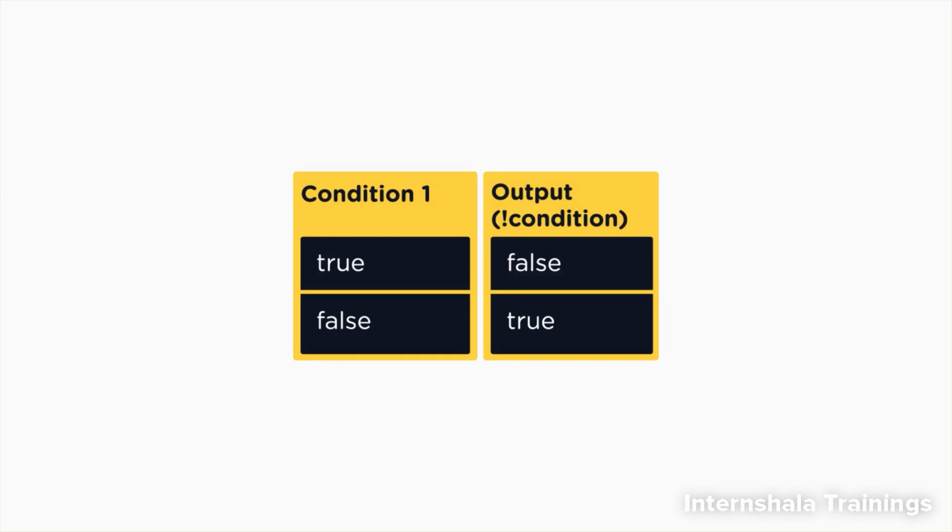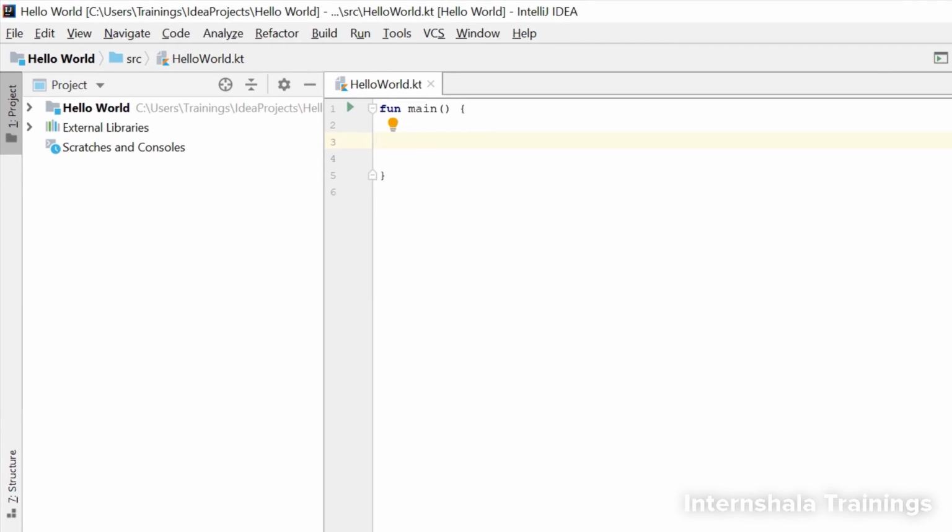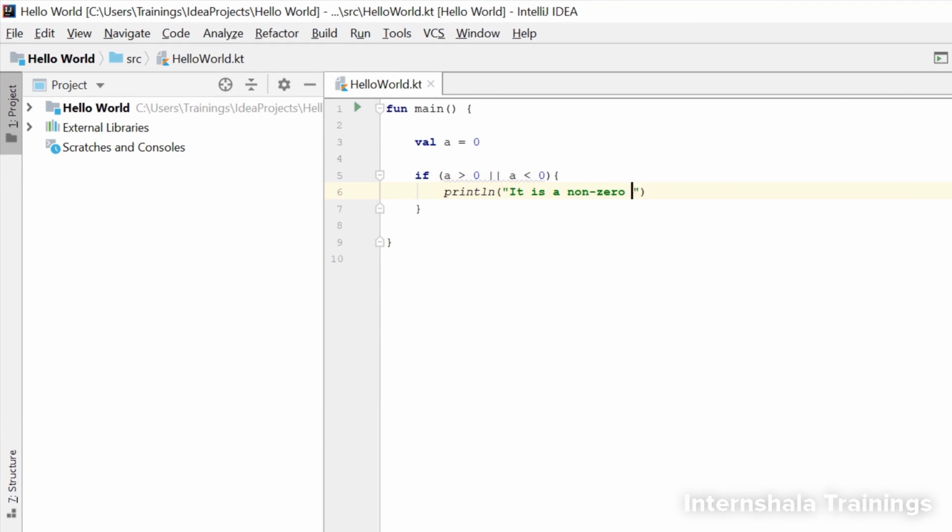Now let's learn how to use these operators. So let's say we want to input an integer and check if it is a non-zero integer, either positive or negative, or if it is 0. So first, let us declare a variable. Then we put the if condition, and using the logical OR operator, we can check if the variable a is less than 0 or greater than 0. If the condition is true, then we print the statement, it is a non-zero integer. Else we can print, the integer is 0.